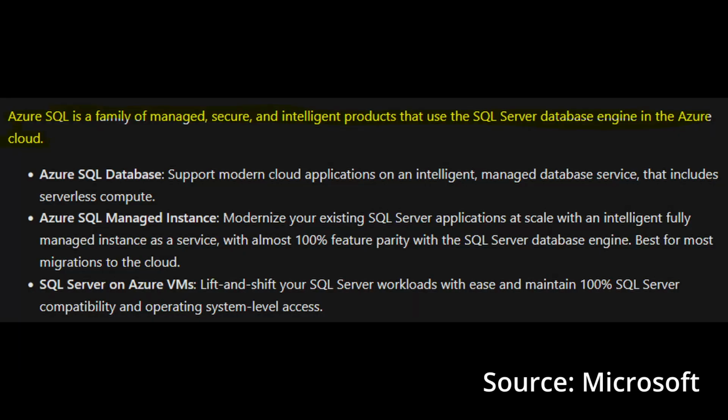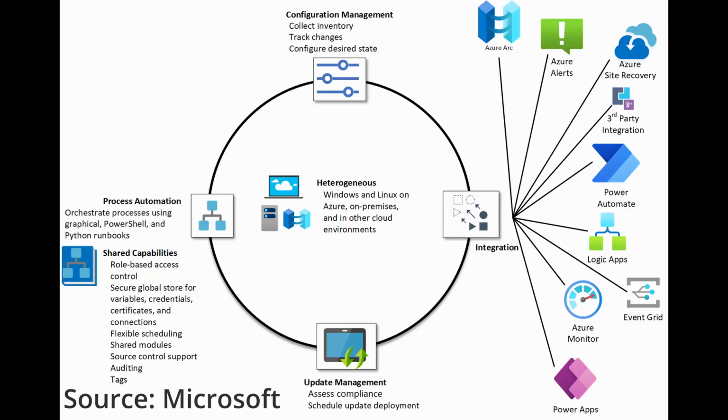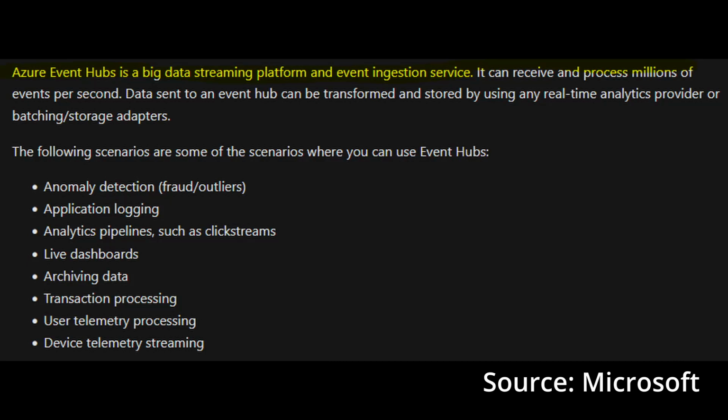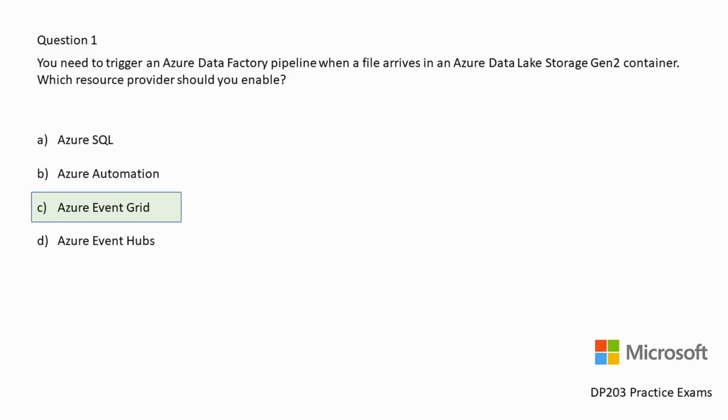Just going over the wrong answers here. A, Azure SQL is not the right answer. It's just a family of SQL cloud databases. B, Azure Automation is more to do with process automation and things like configuration and update management. It doesn't really have to do with triggers. D, Azure Event Hubs is a platform to stream big data and ingest events. It's a front door to events, but does not trigger actions based on events. So in this case, the right answer is C, Azure Event Grid.